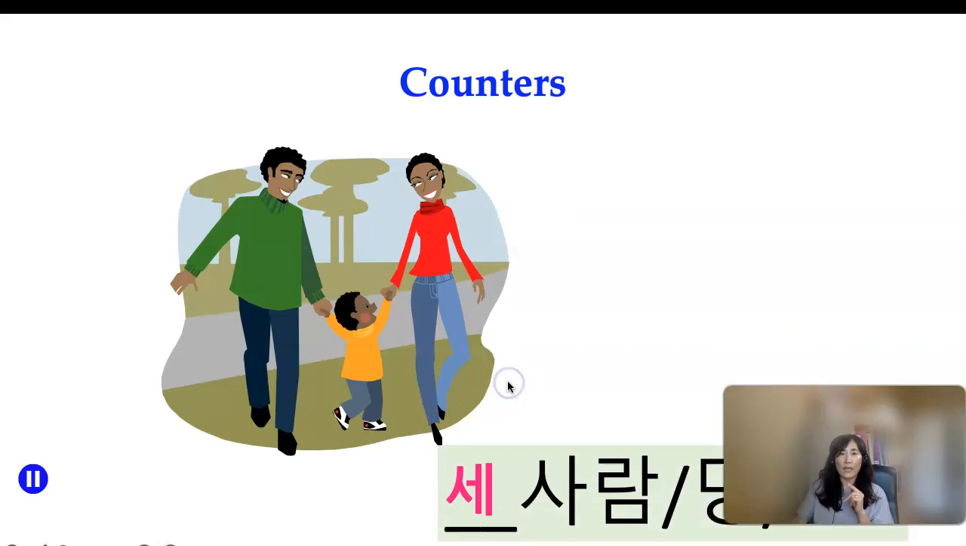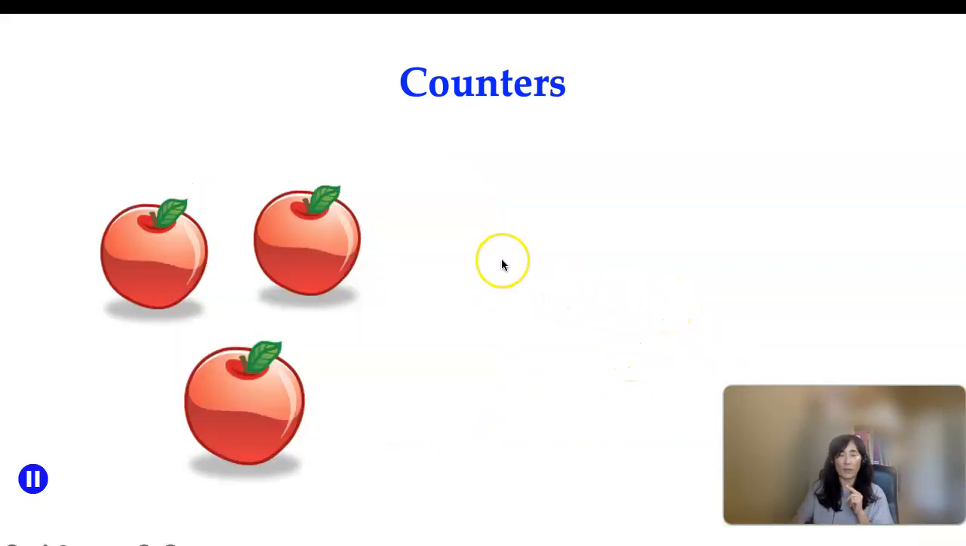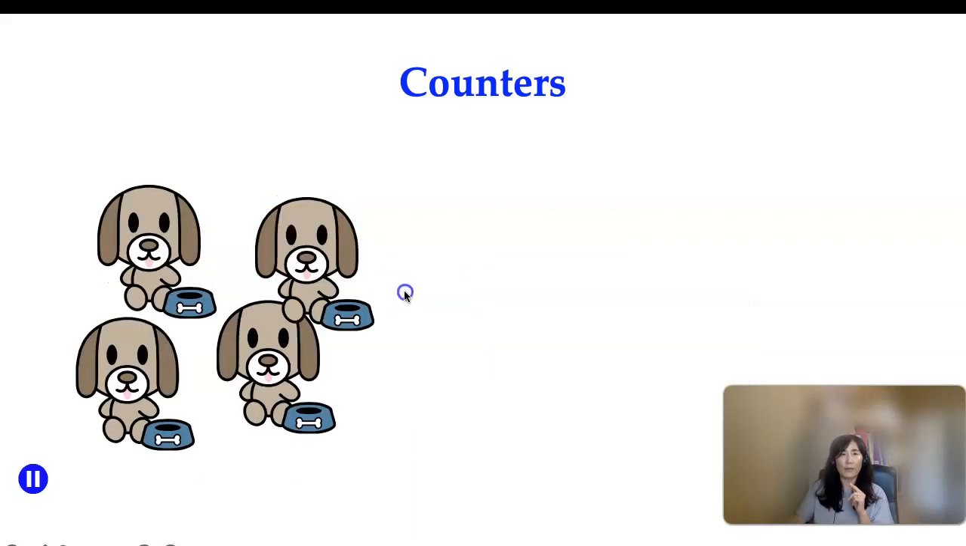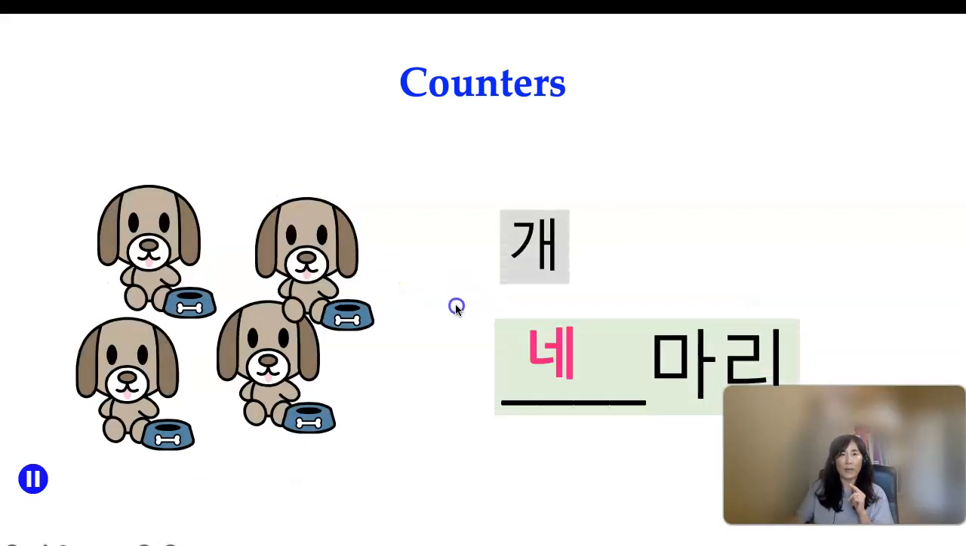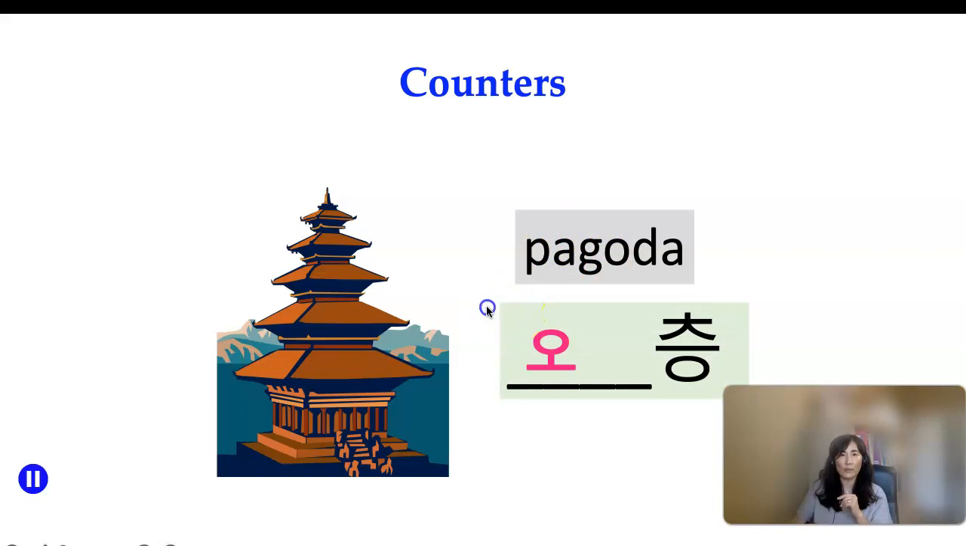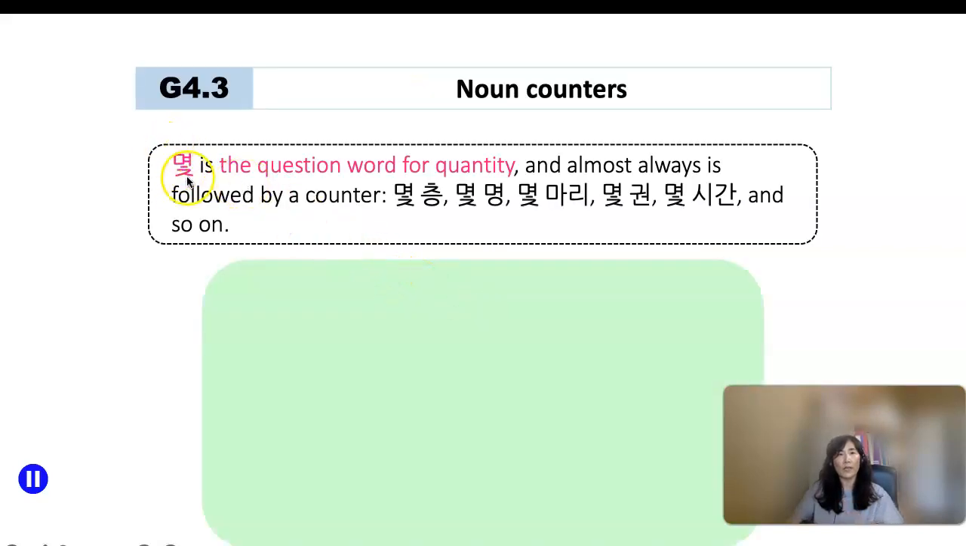3 person, 세 사람, or 3명. These are all meaning the counter for people. And then 분 is the honored expression for the counter for person. 사과, apple, 사과 3개. 개 4마리, 4 dogs. 5층, okay.